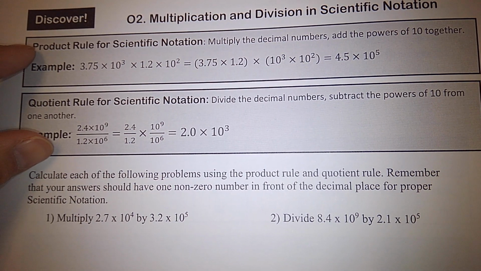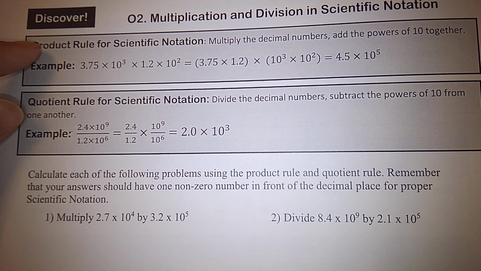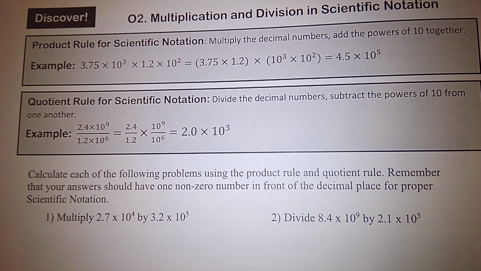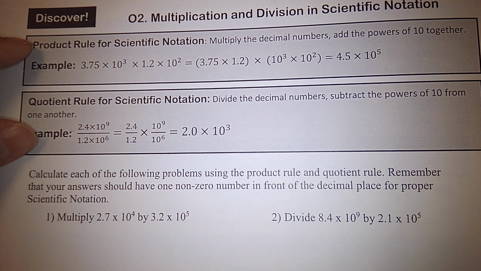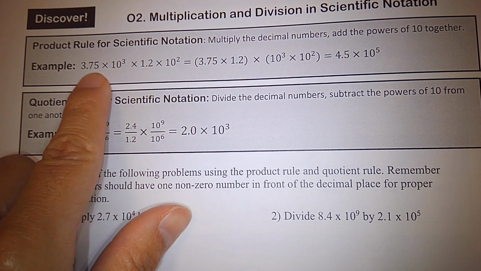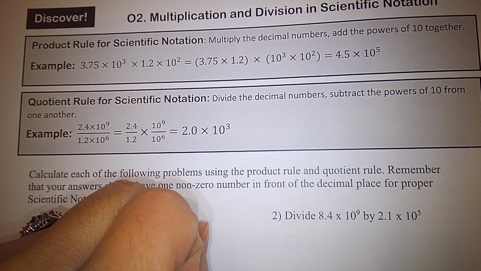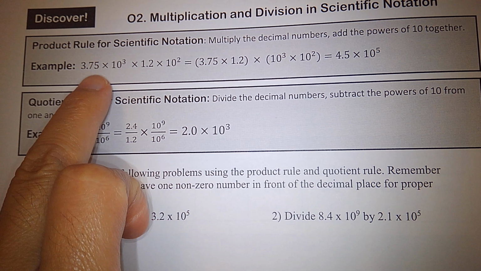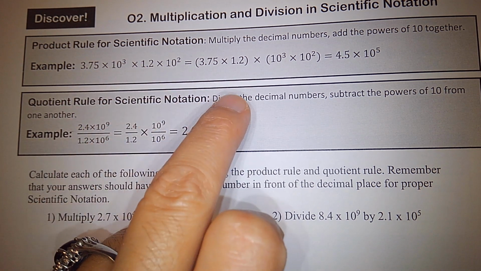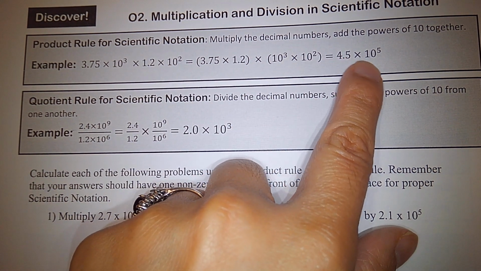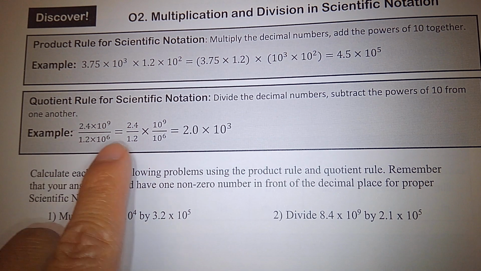There are 2 gray boxes. I'm going to ask a volunteer to read both of them for us. Irma? Product rule for scientific notation. Multiply the decimal numbers, add the powers of 10 together. Example is 3.75 times 10 to the third power times 1.2 times 10 to the second power equals 3.75 times 1.2 times 10 to the third power times 10 to the second power equals 4.5 times 10 to the fifth power. Okay.